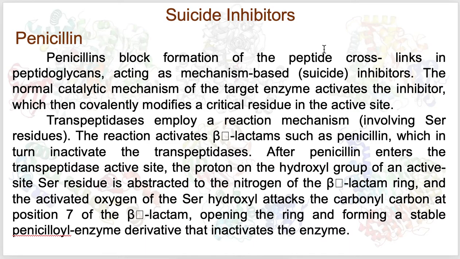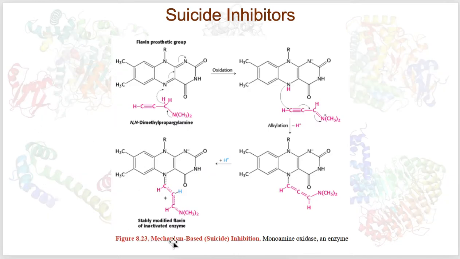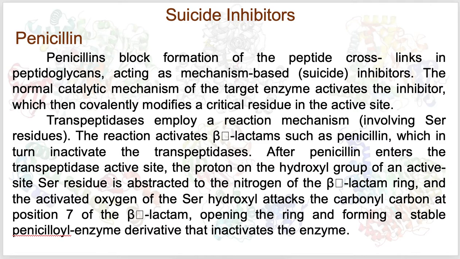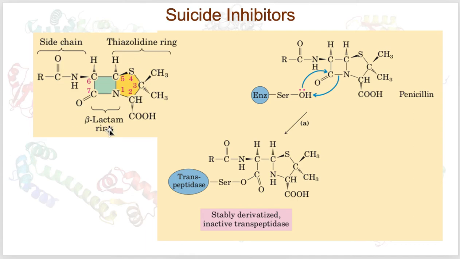Now how does penicillin do that? There is an enzyme, transpeptidase. This transpeptidase enzyme synthesizes the peptide cross-links, and penicillin inhibits this enzyme by a mechanism based or suicide inhibition mechanism. So how does it do that? Look at this picture. This is the structure of penicillin, and penicillin is a beta lactam inhibitor, so it has a beta lactam ring in its structure.